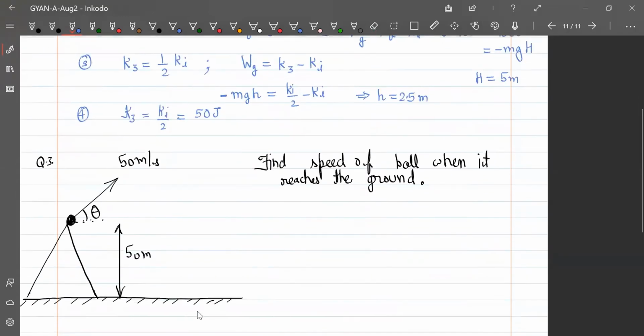Okay, next question is like this. A ball is thrown from the top of a cliff, which is 50 meter high, and at an unknown angle with speed 50 meter per second. You have to find the speed of the ball when it reaches the ground. The angle is not known.